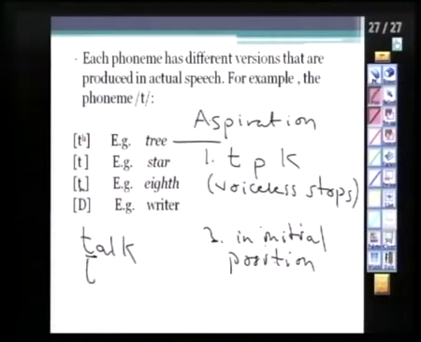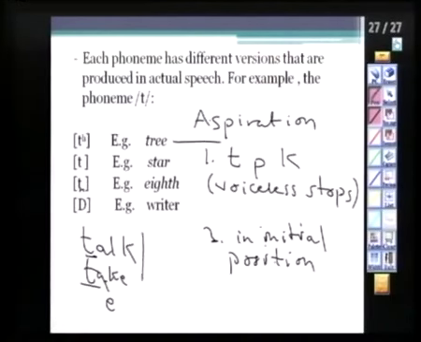Another word, take. Do I aspirate the ta in here? Yes, because it's a voiceless stop. Number two, it is in initial position. So next time you pronounce this word, and remember this one is an A sound, right? So say take, not take, just like we hear our students saying. And you have to aspirate the ta.